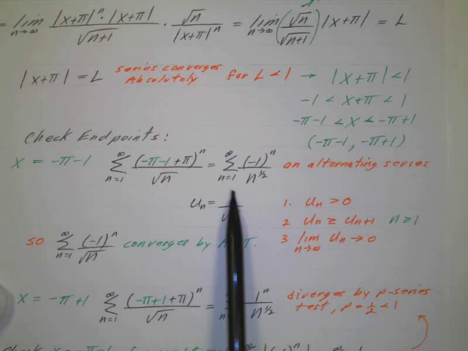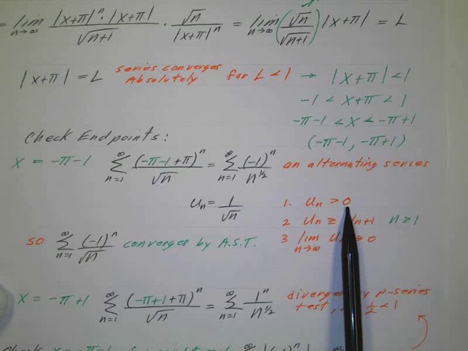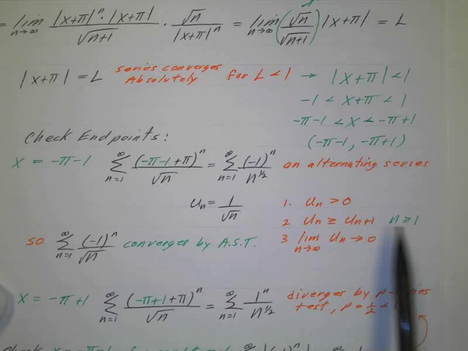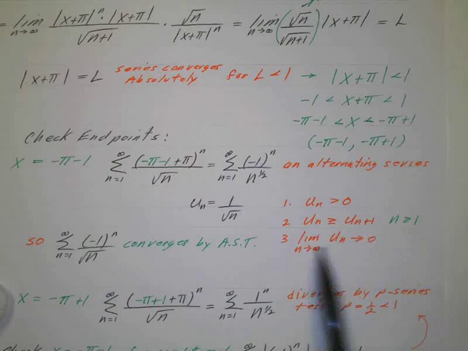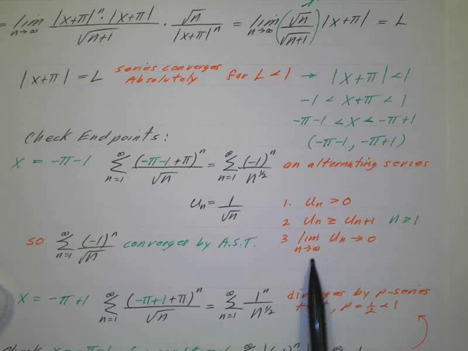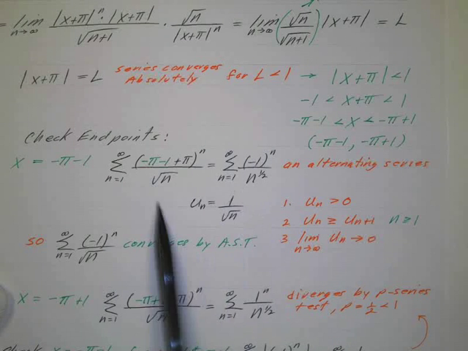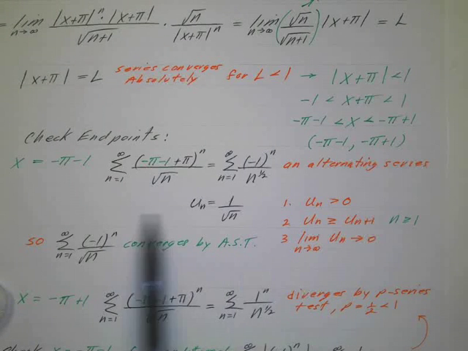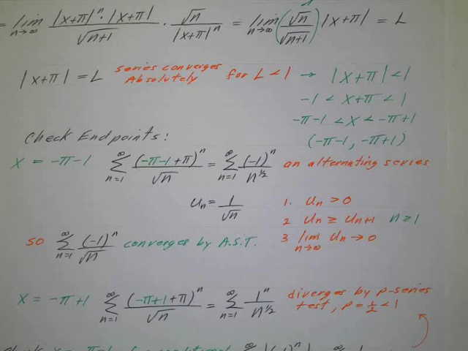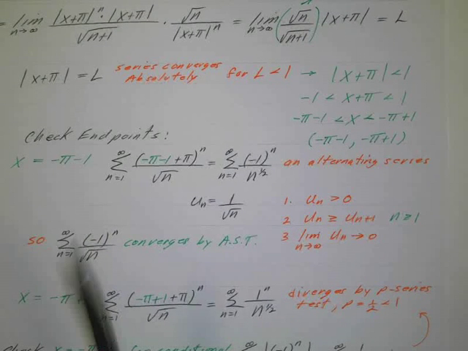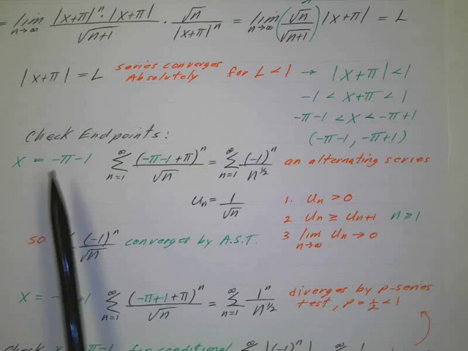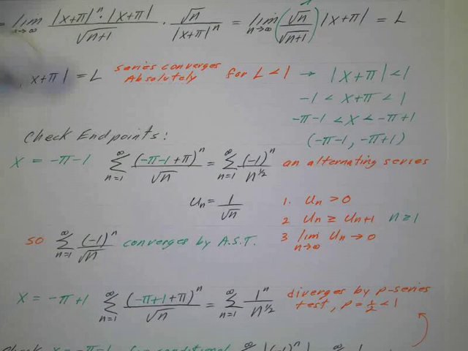If I use my alternating series test, u sub n is 1 over the square root of n. It's greater than 0. It's decreasing for n greater than 1. And the limit is 0 as n approaches infinity. So therefore, this converges by the alternating series test. So it converges at that endpoint, so my interval of convergence will include that endpoint, so I'll be closed there.